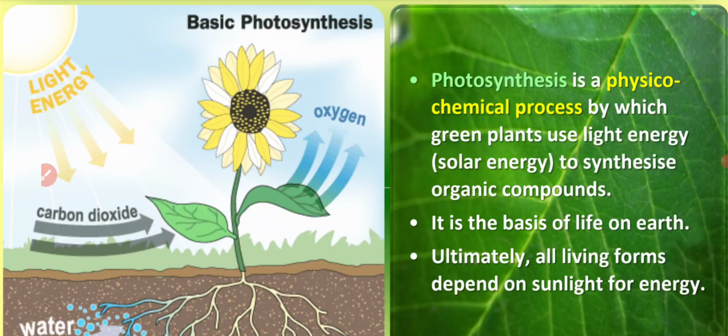So photosynthesis is a physico-chemical process by which green plants use light energy to synthesize organic compounds. Remember the term physico-chemical process, that is also mentioned in your NCERT, and many questions are coming from this word. Okay, it is the basis of life on earth. Ultimately all living forms depend on sunlight for energy.